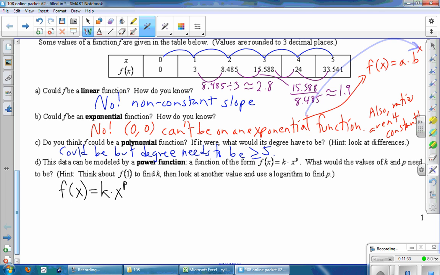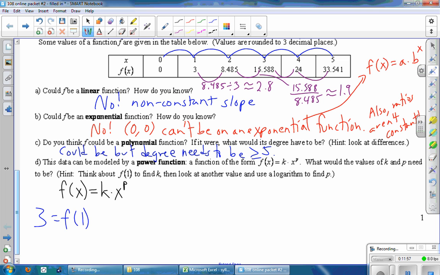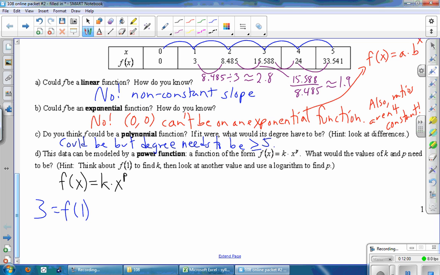And it's kind of confusing to call this a power function because power and exponent are often used interchangeably. But a power function is a variable being raised to a power, whereas an exponential function has the variable in the exponent. Okay, so let's use some data points in this table here. So we know that, for example, f of 1 is 3. That's given from the chart, and we also know that, let's pick the next number, f of 2 is 8 and change.